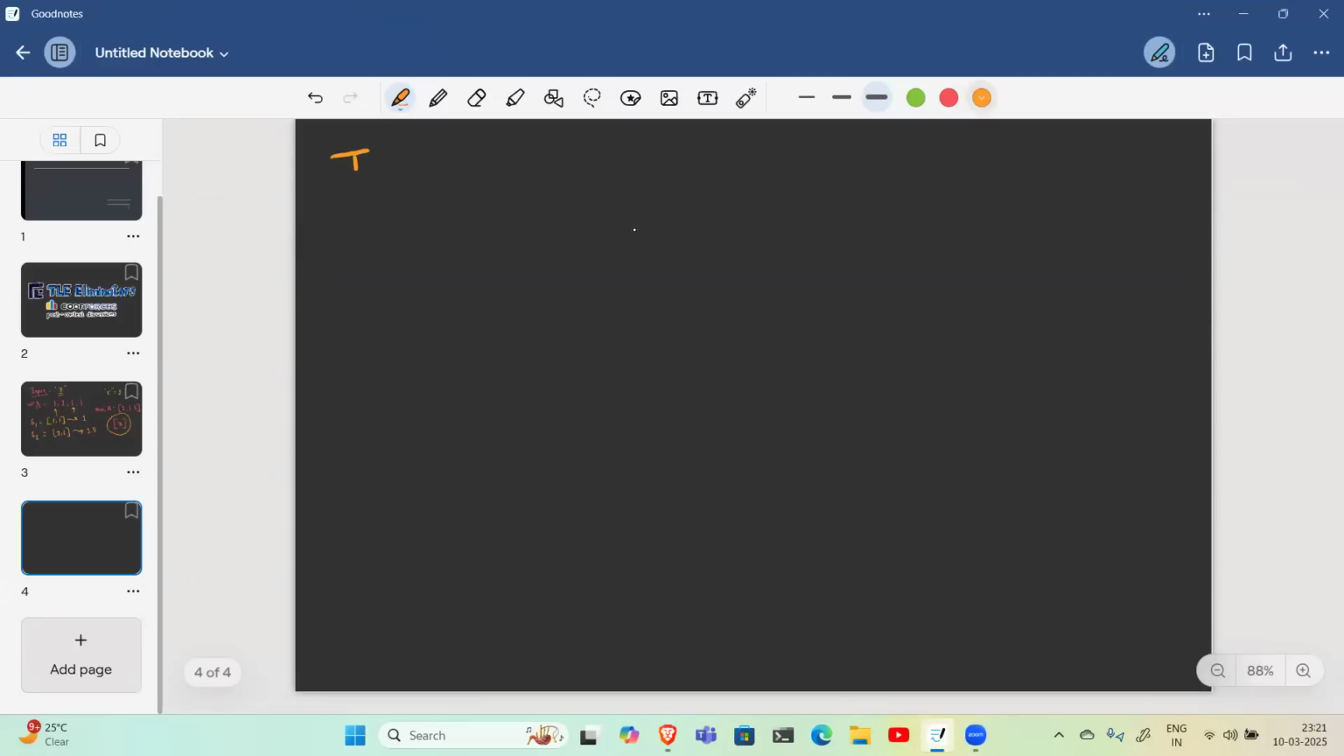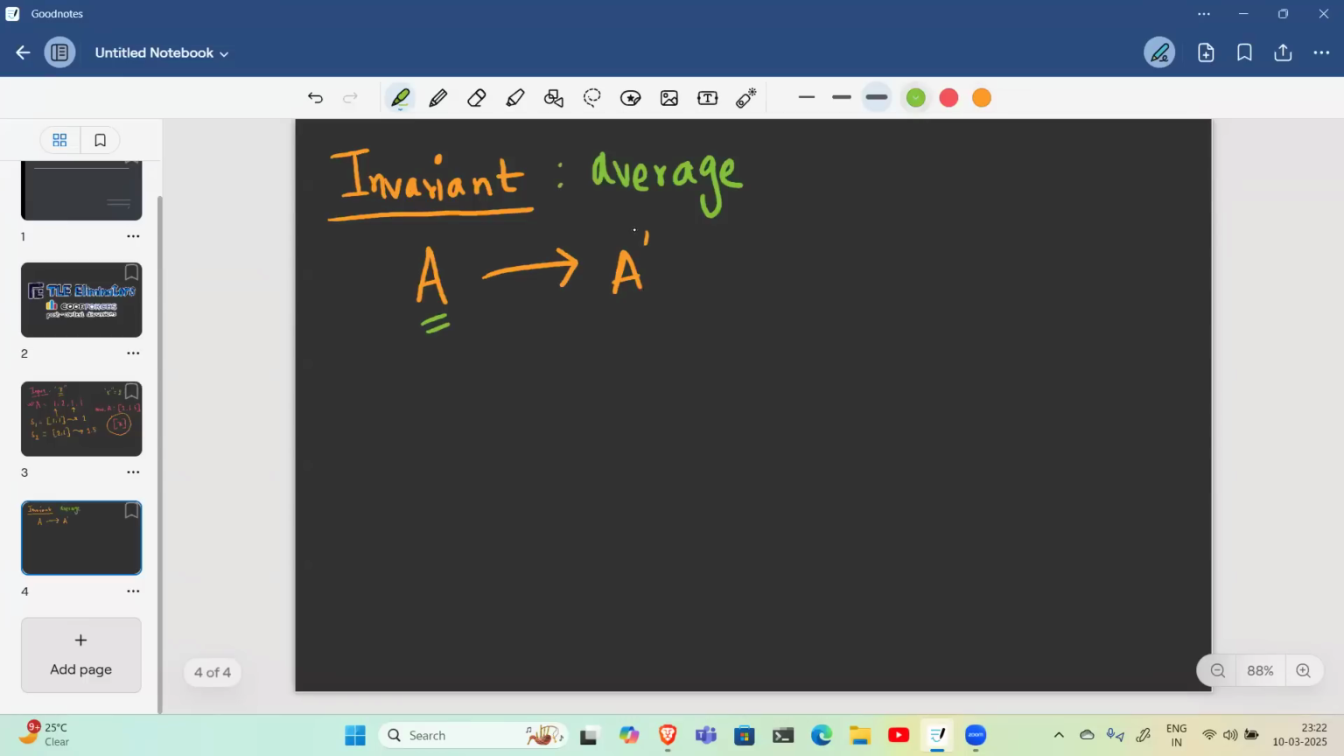So what is an invariant here? An invariant means something which does not vary, something which does not change. I had some array A, and I did some weird operation on it to get an A dash. What is that one thing which did not change when I transformed A to A dash? My claim is that the average of the array is the invariant. So whatever the average of the array A is, the same is the average of the array A dash.